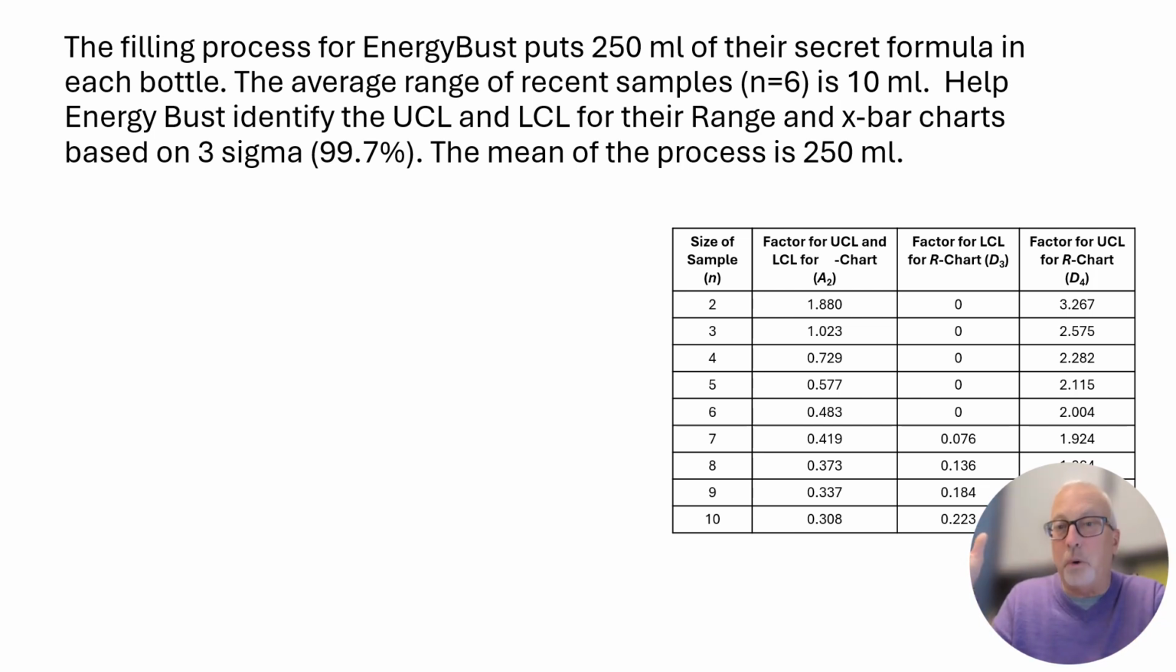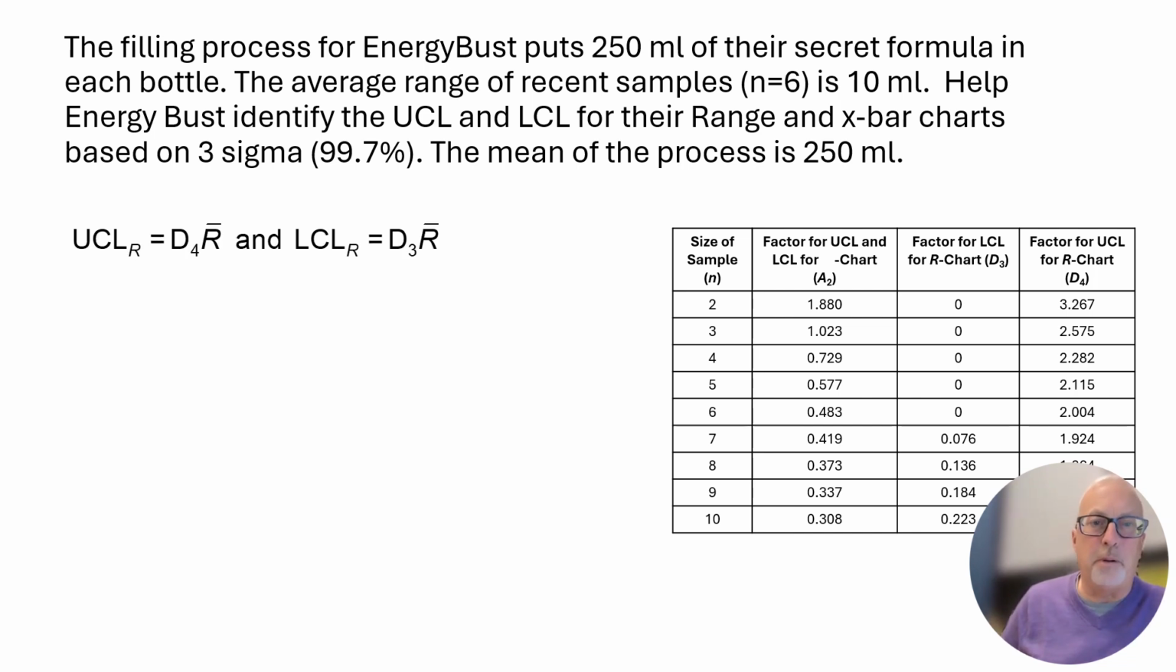Usually the magic number is 20. So we took 20 samples of 6, and we found that the range is normally, if I can use that term, 10 milliliters. So keep that in mind. Help Energy Bust identify the UCL and LCL for their range and X-bar charts based on a 3 sigma, there it is, 99.7% confidence. The mean of the process is 250 milliliters.